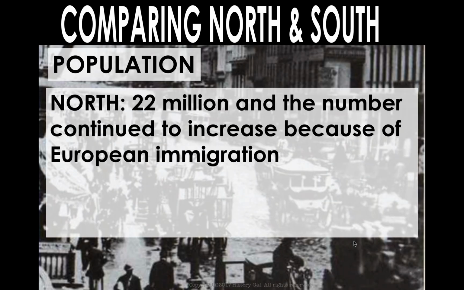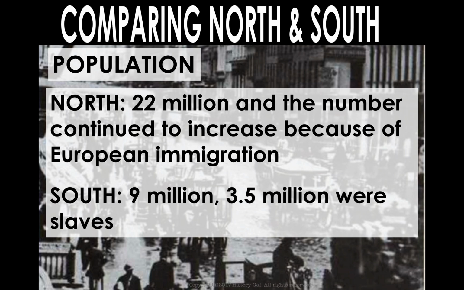Let's talk about the population. The North had 22 million citizens, and the number continued to increase because more and more people would immigrate, come in from Europe. The South, on the other hand, only had 9 million people. And of those 9 million, more than a third of them, 3.5 million, were slaves.